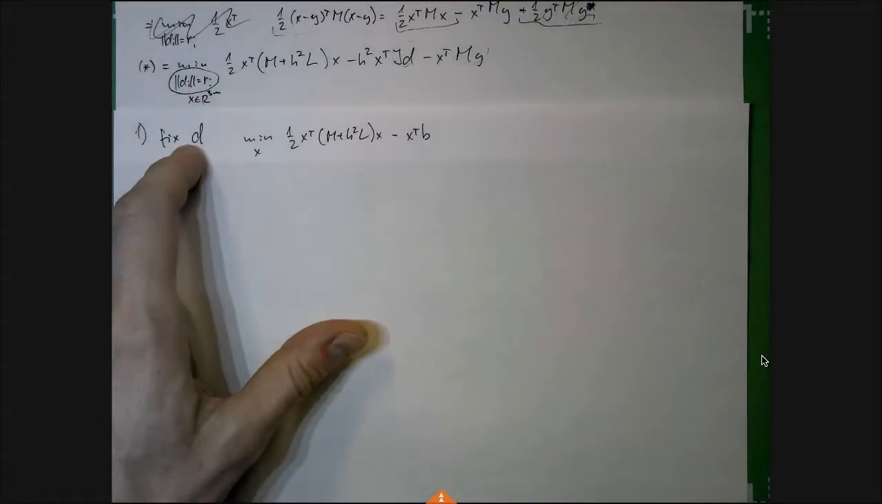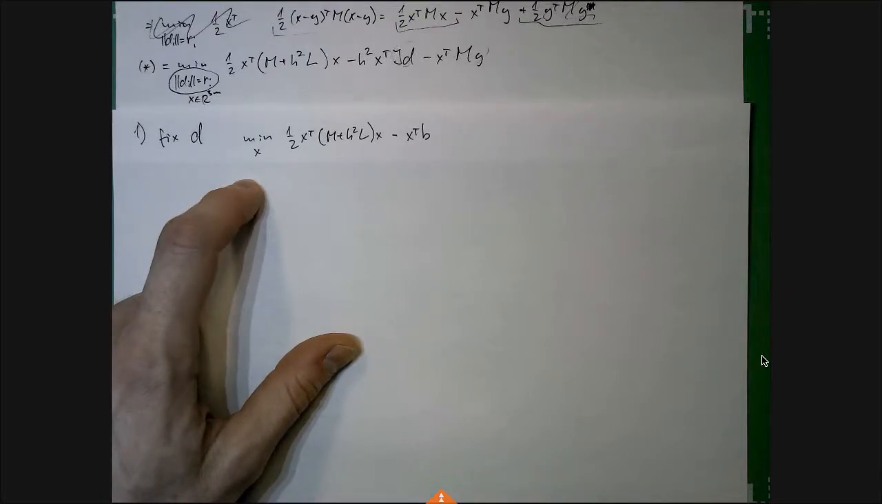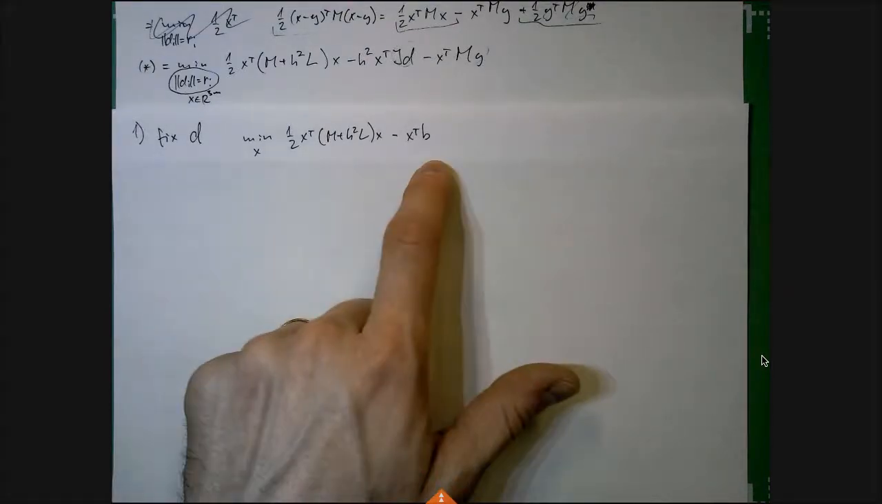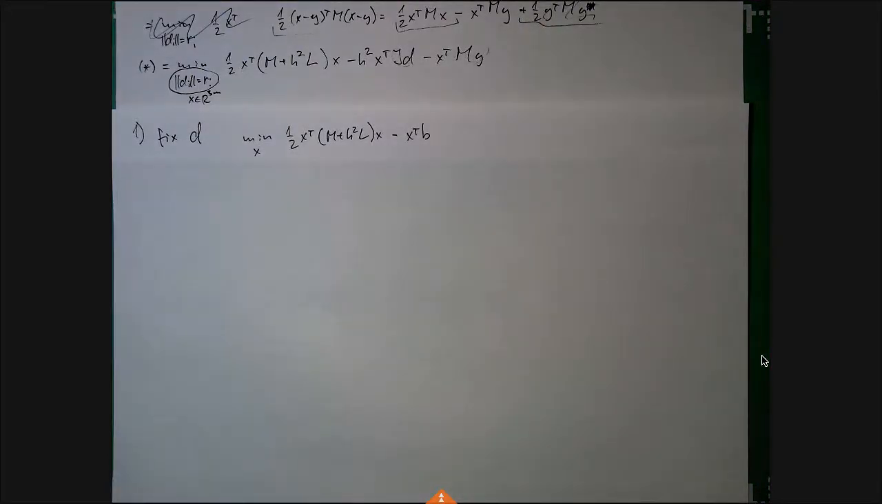Once the d has been fixed, the optimization problem for x becomes quite simple. Because what is this? Now the b, h, L, M, they are all constants. That does not depend on x. So what type of optimization problem is this? It's a quadratic optimization, yeah.